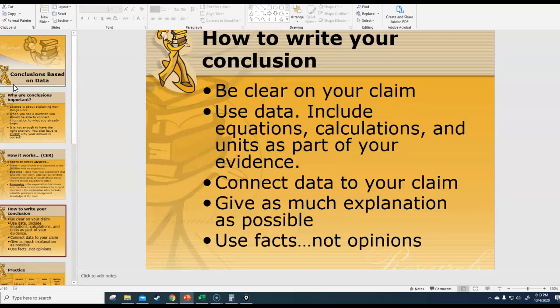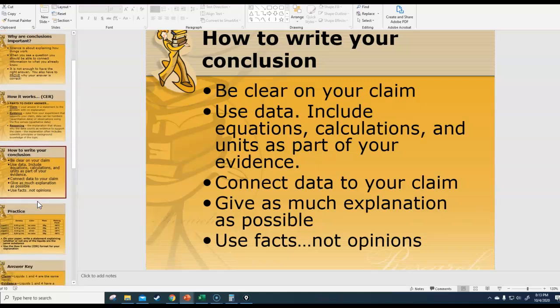And then when you get to the reasoning part, you're going to connect your evidence to your claim and again give the scientific reasoning behind why that evidence supports your claim. Use facts and not opinions. Okay, so here we're just going to look at two really quick examples of doing CERs so that you have an idea of what those should look like. And these are both pretty basic examples, but the ones we're going to do in class might be a little more involved because this is a physics class.